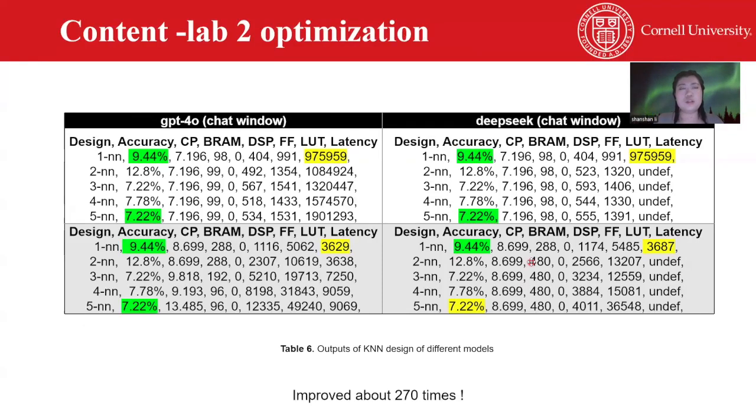So in conclusion, for Lab 1, Gemini works the best. For Lab 2, ChatGPT and DeepSeek are better. So we will use them in our Lab 4.